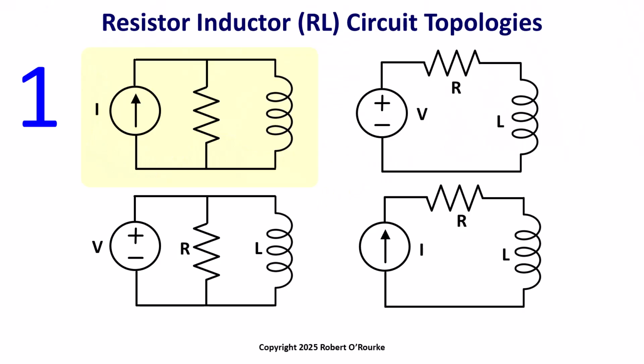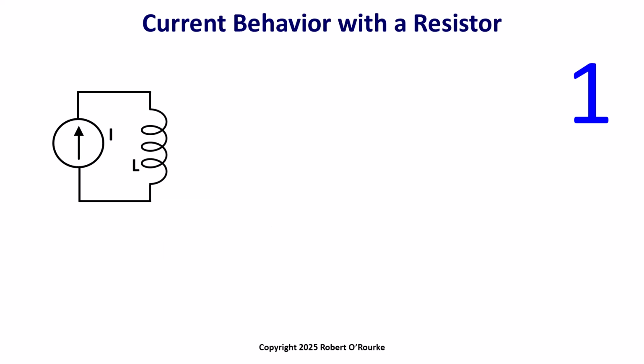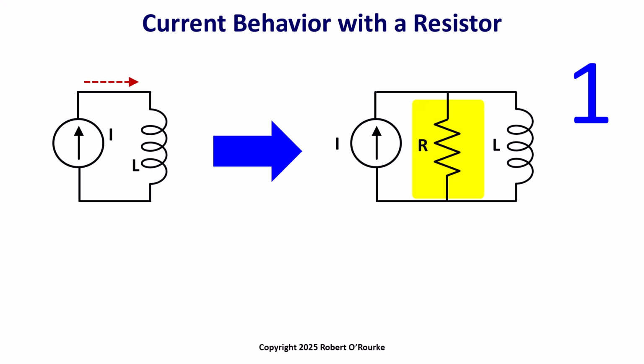Now we have the first of the four RL topologies to analyze. This parallel RL circuit driven by a DC current source. Compared to the previous current source and inductor circuit, we have now added a resistor in parallel. Now, with the resistor added, what currents and voltages do we get in this new circuit?